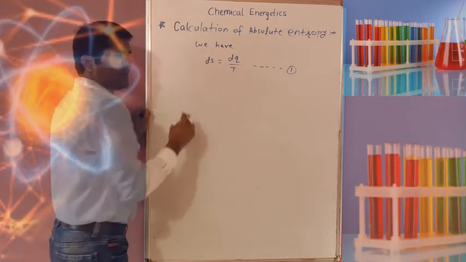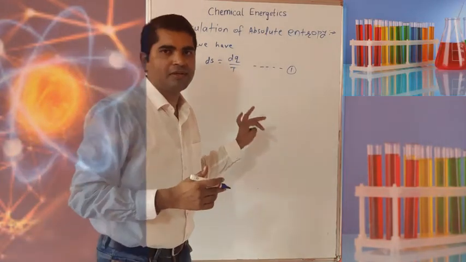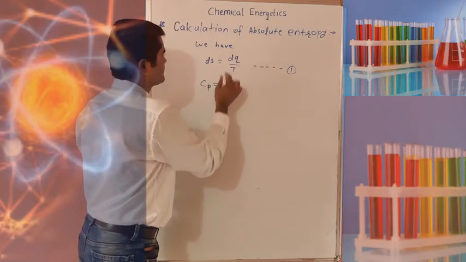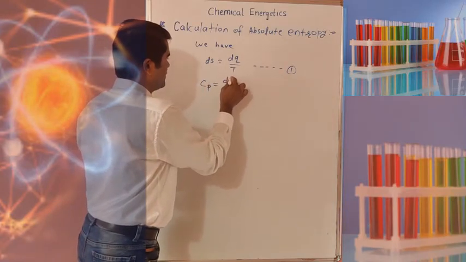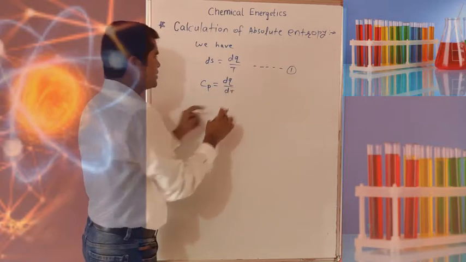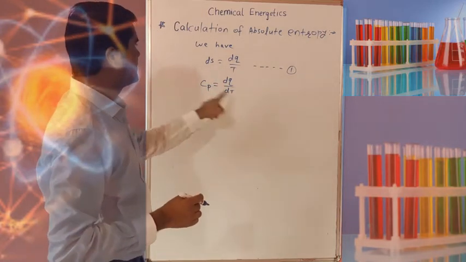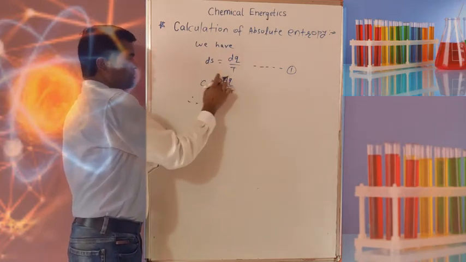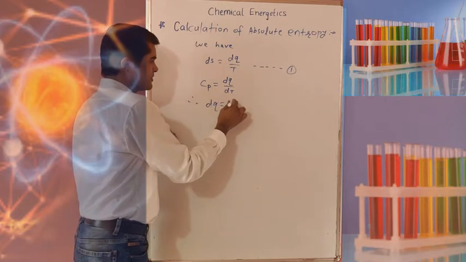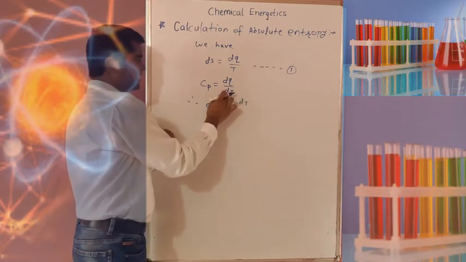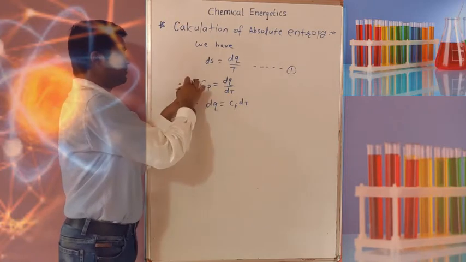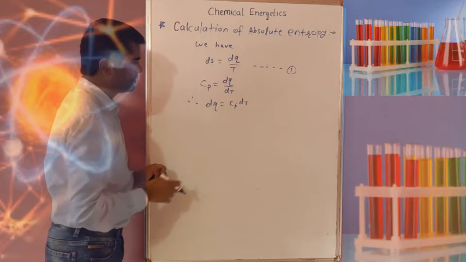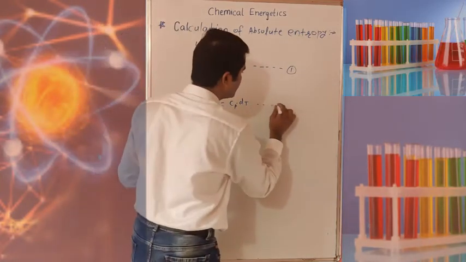Also we have heat capacity, which we have discussed in detail in the live lecture. Heat capacity Cp is equal to dq by dT, the change in heat upon change in temperature. That is the heat capacity at constant pressure. Therefore, taking dT to the other side, dq is equal to Cp into dT. So this is equation number 2.